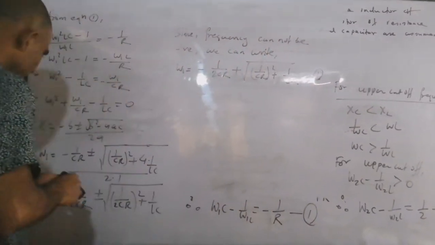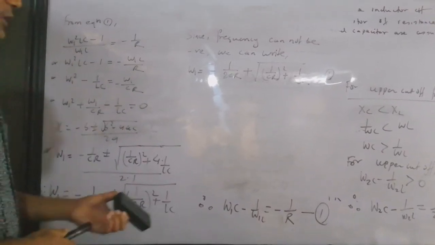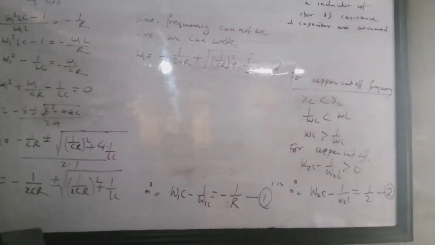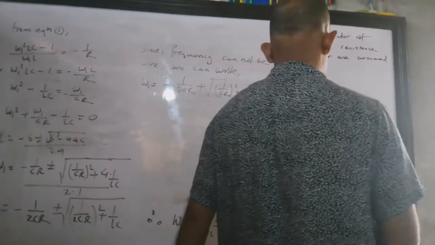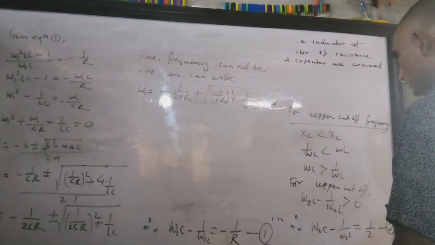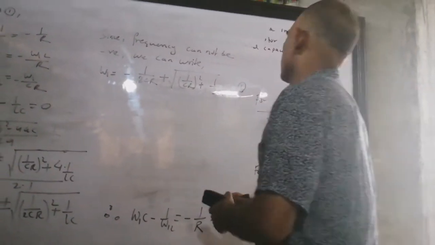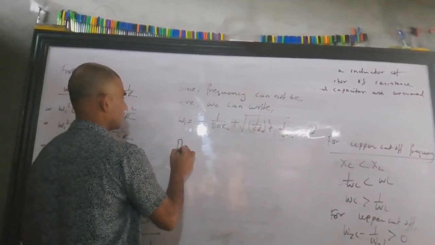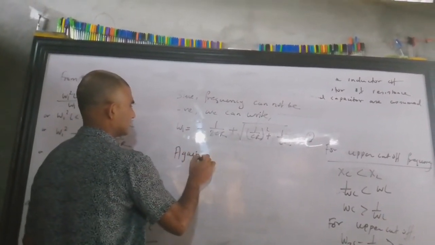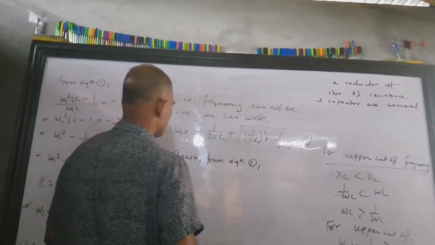Now again we have to do the same thing for the upper cutoff, and the equation is the same, except this one has 1 by R. So again, from equation 2.